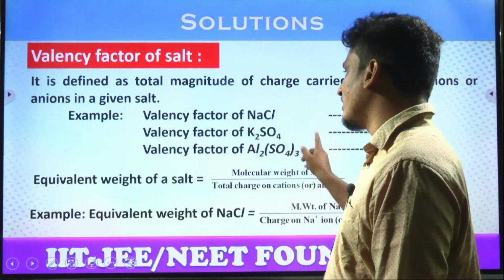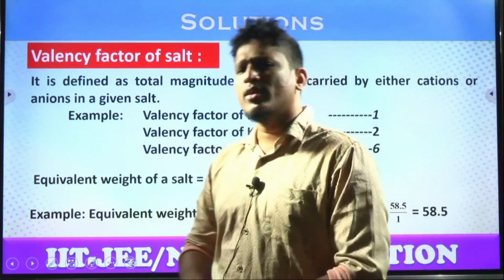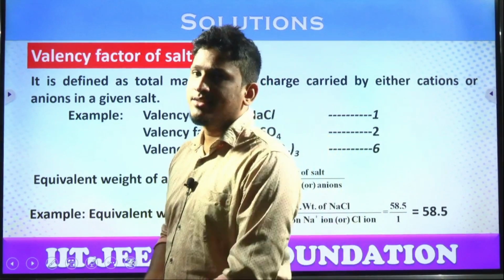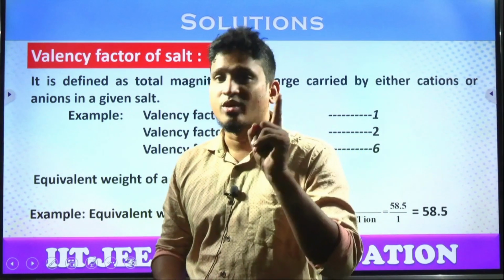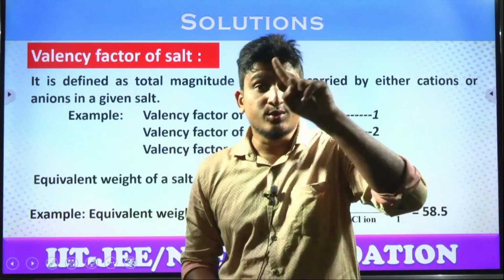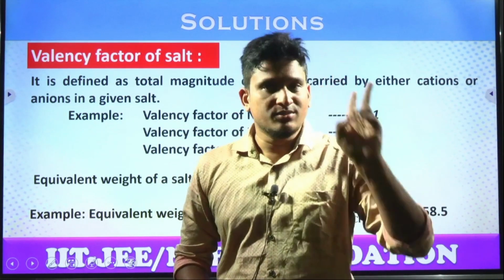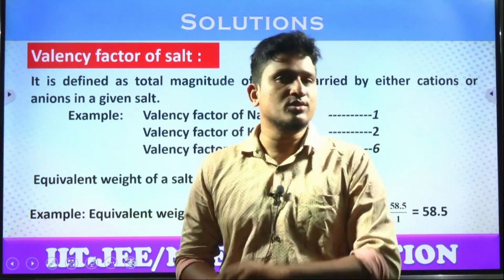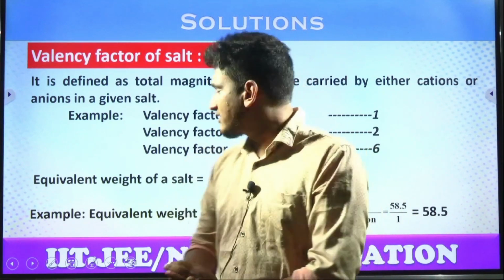Potassium sulfate, K2SO4. So look at here. Potassium, what is the charge? +1. What is the valency factor? Is it 1? No. How many potassiums are there? 2 are there. That's the total charge you have to take. +1 in one potassium, +1 in another potassium. That means total how much? 2. So valency factor is 2.